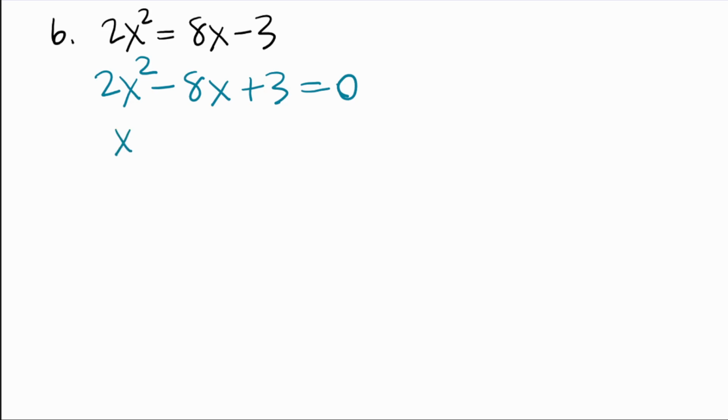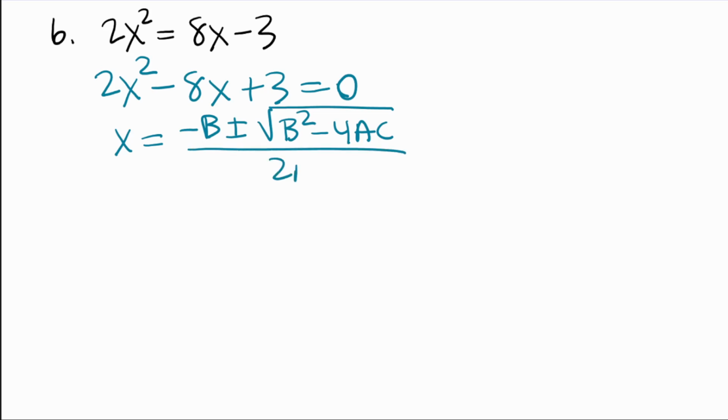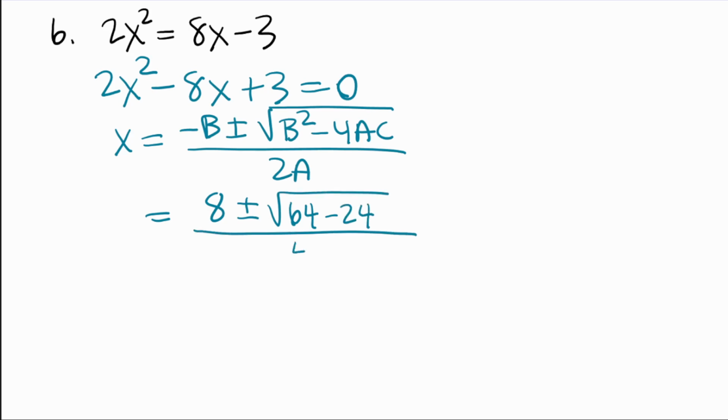Okay, so we know that x equals negative b plus or minus the square root of b squared minus 4ac, all divided by 2a. So that'll be negative of negative 8, which is positive 8. Okay, b squared is 64 minus 4 times 2 times 3. So that's 8 times 3 is 24. All divided by 2a, which is going to be divided by 4. Now I'm going to say, all right, so this is 8 plus or minus the square root of, I think, 40, all divided by 4.